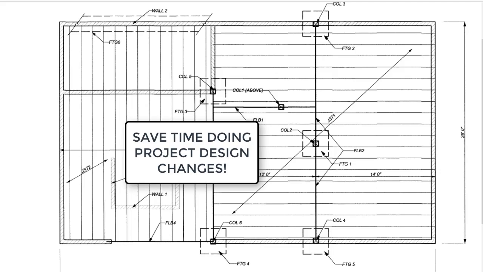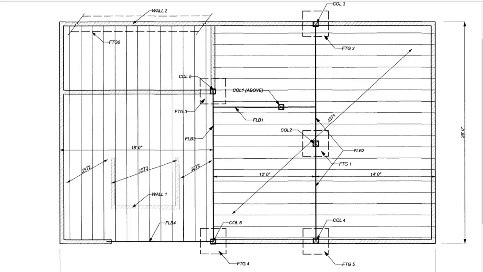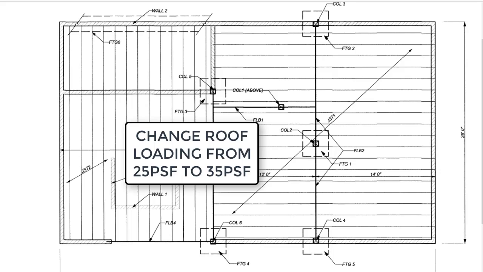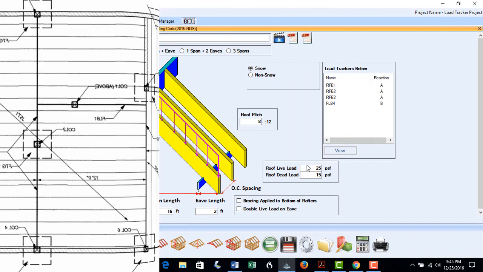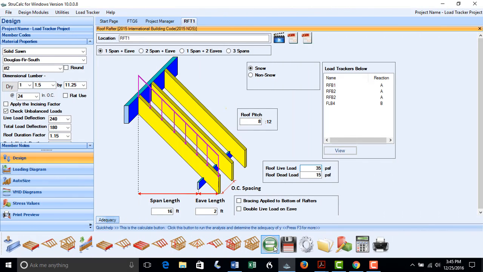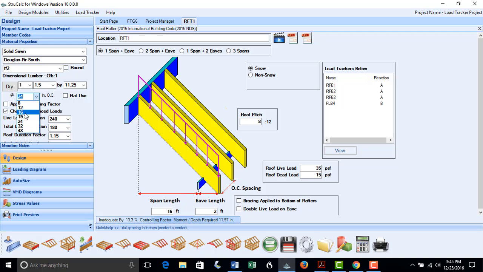Well, you'll find that LoadTracker can save even more time if you have to make design changes for this project. Let's say, for example, we made a mistake and found that we were supposed to design the roof for 35 pounds per square foot roof loading instead of the 25 that we used. I will now show you how we can quickly update this design. We will open up RFT1, change the loading, hit calculate, and find it is now inadequate, and change the spacing to 16 inches on center. Hit calculate again. It is adequate now, and resave it.